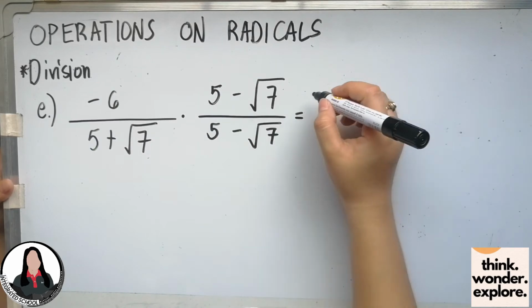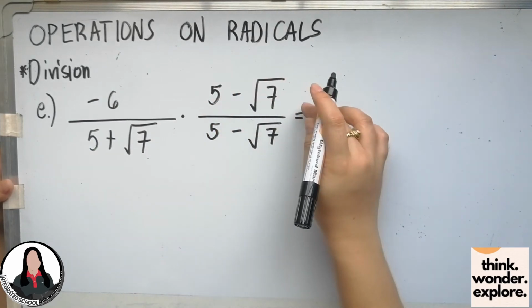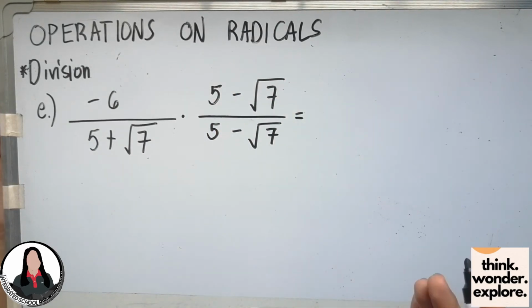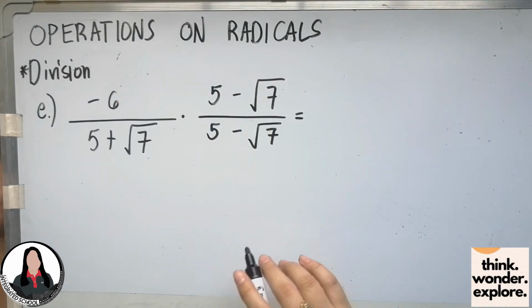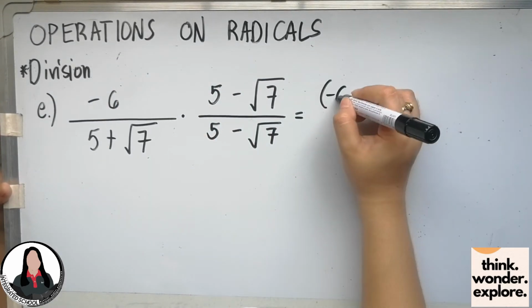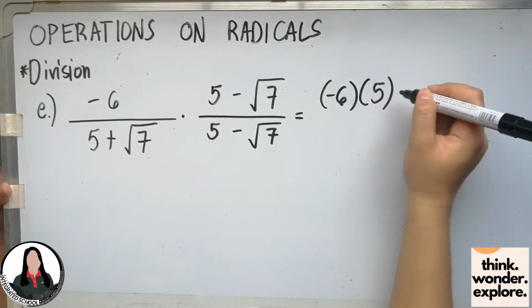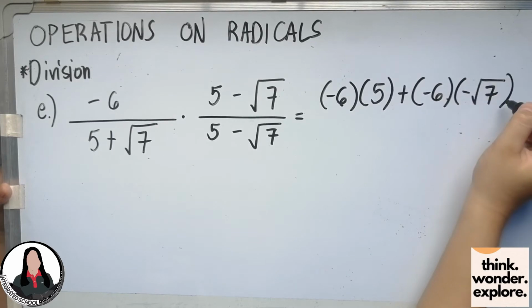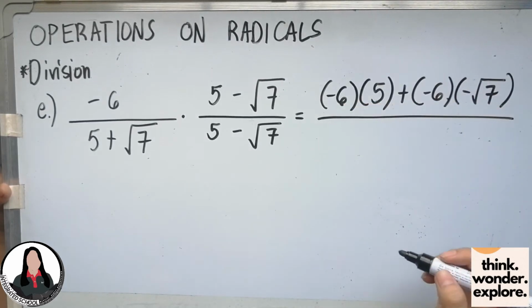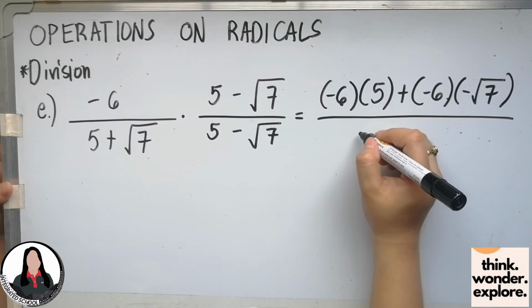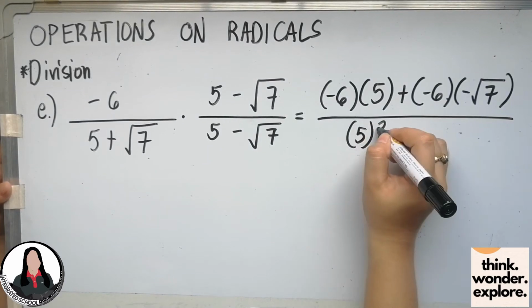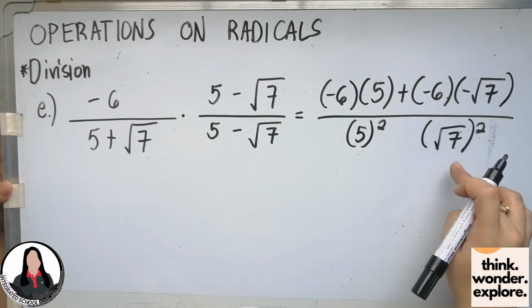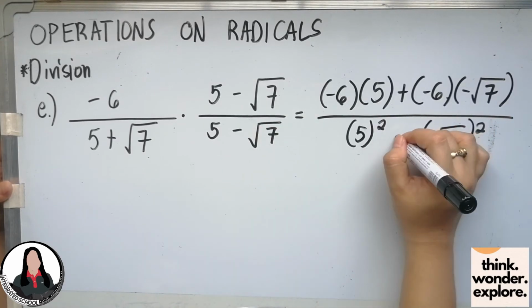We have negative 6 times 5 minus square root of 7 para ka lang nagmumultiply ng binomial sa isang monomial factor. So, we have negative 6 times 5 plus negative 6 times negative square root of 7 all over. Okay, so for this, sabi natin, we'll actually get the difference of two squares. So, we square the first term, we have 5 squared. So, for the last term, we have square root of 7 quantity squared, and then we get the difference.